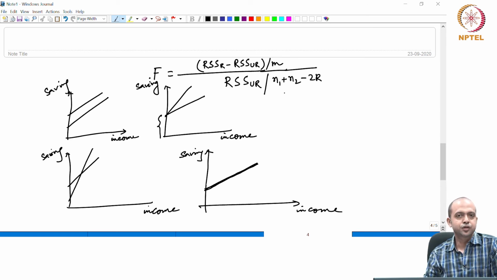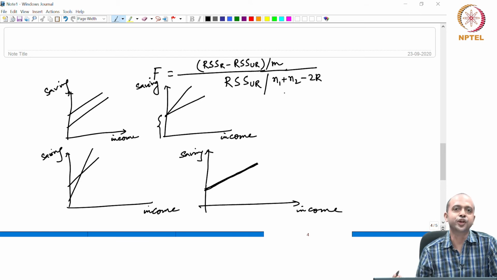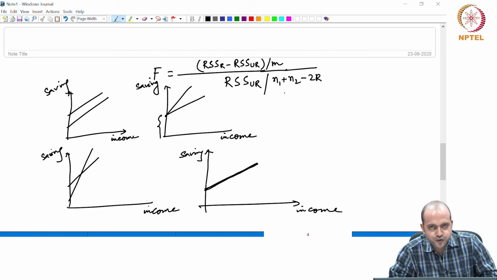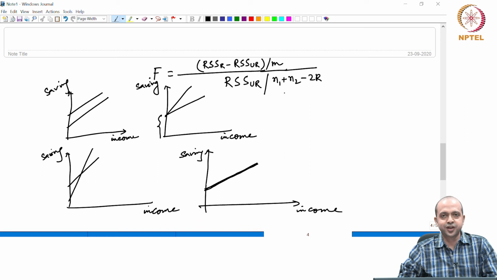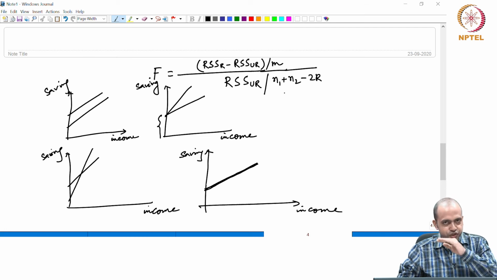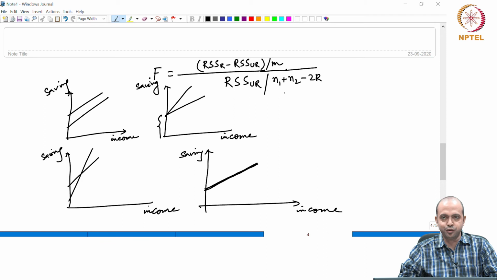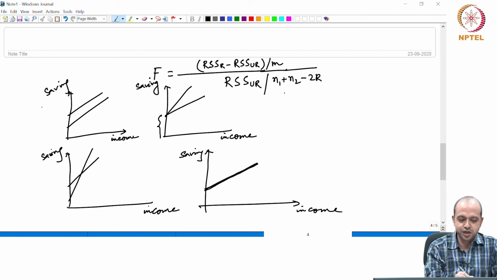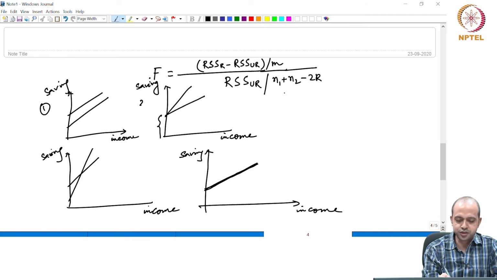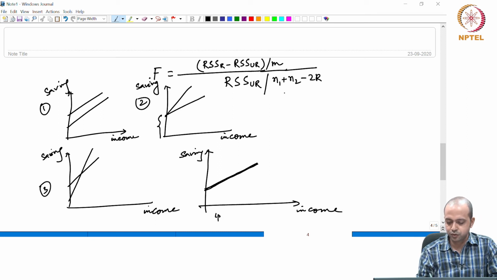That means there is a change neither in slope nor in intercept. So, the post financial crisis saving income relationship is exactly like the pre financial crisis. There is no significant difference in the saving income behavior of the people post financial crisis. This is case 1, this is case 2, this is case 3, this is case 4.